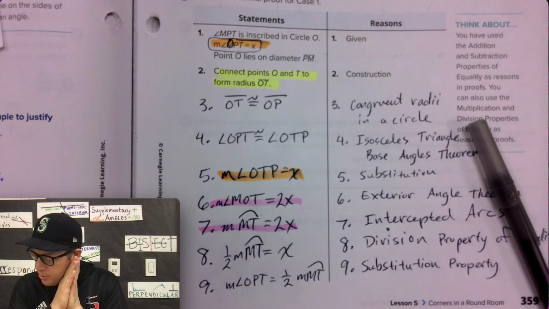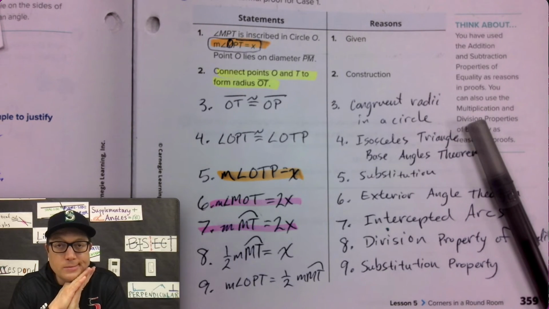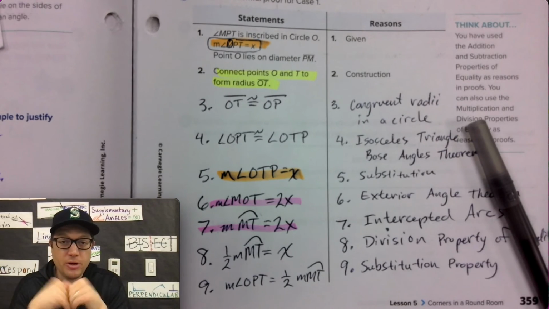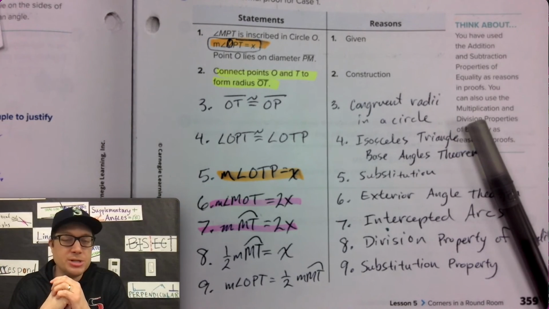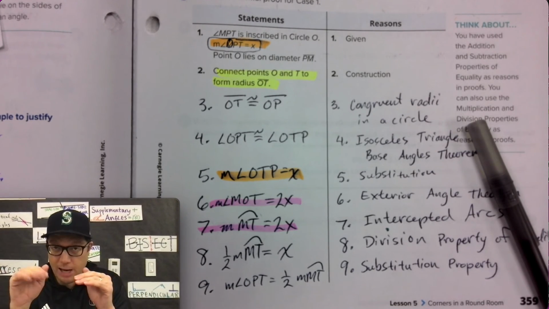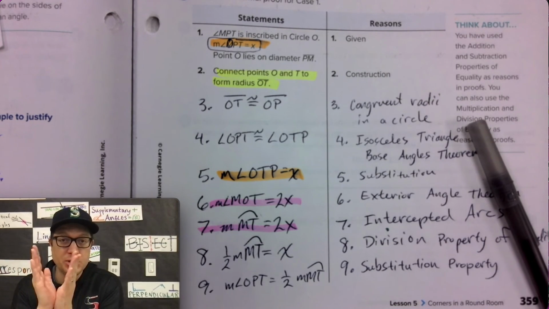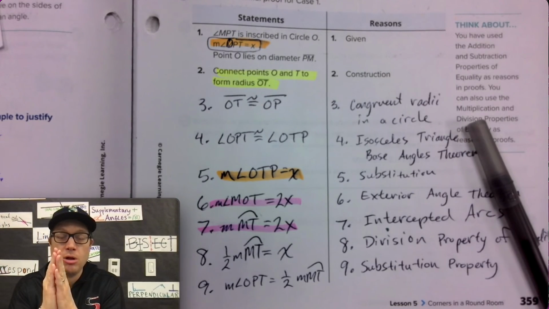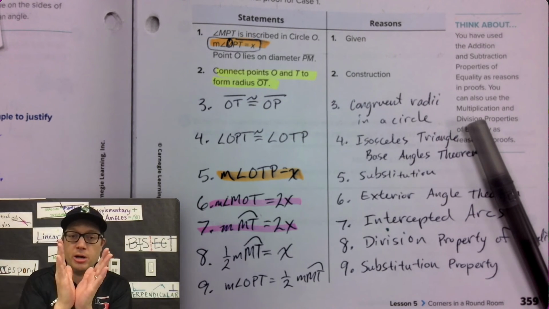Why do you think the proof of this theorem requires the proof of 3 different cases? Can't we just apply this proof to all of them? Why is it important to consider a proof for the diameter, for when the center of the circle is in the interior of the angle, or when the center of the circle is on the exterior of the angle?